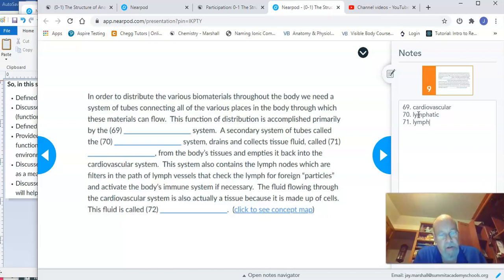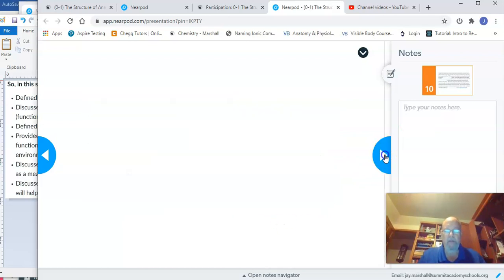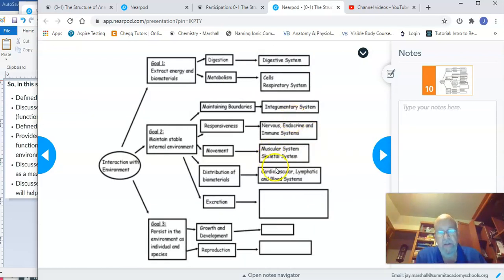The fluid flowing through the cardiovascular system is also a tissue in itself, and so we're going to add that into our diagram as an additional system. This is going to be the blood system, or the blood, just the blood itself. And so you can see here, in order for me to distribute biomaterials, I've got the cardiovascular, lymphatic, and blood systems.